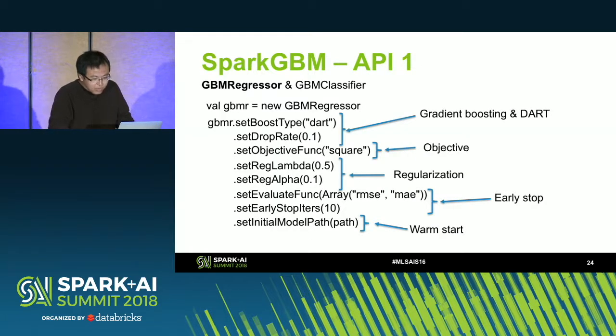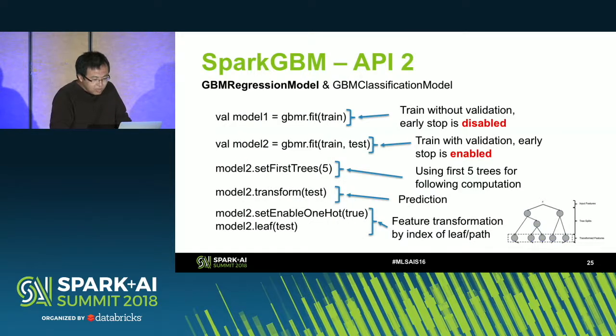Here shows the DataFrame-based API. The estimators GBM regressor and GBM classifier support various boosting types, objectives, regularization, early stop, and warm start. And it also supports training with validations and feature transformation by index of paths.